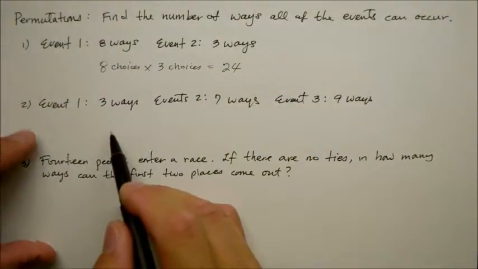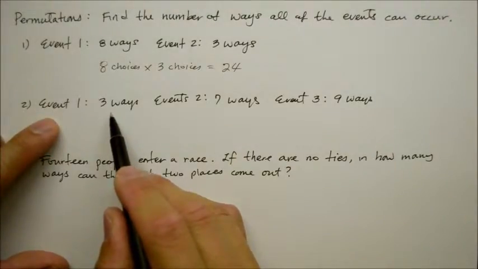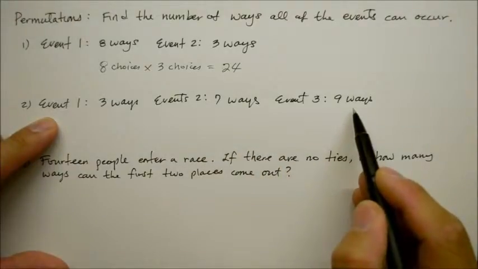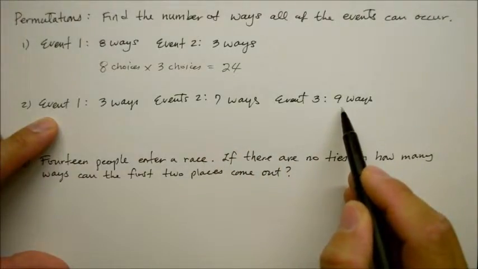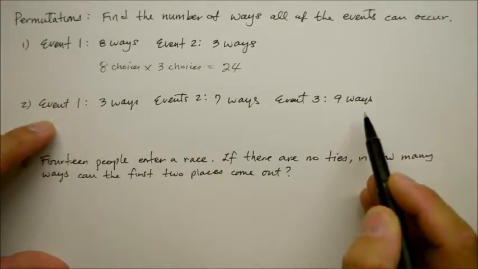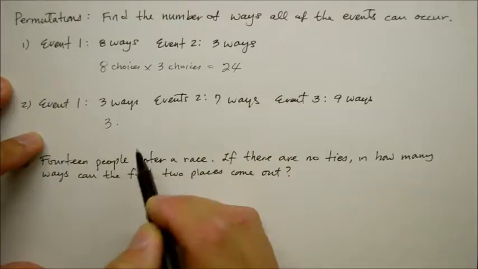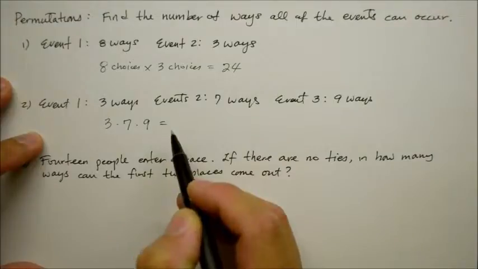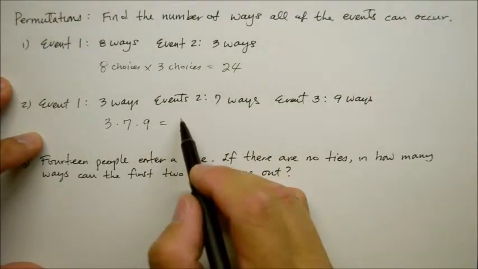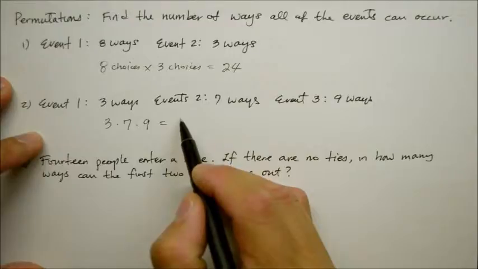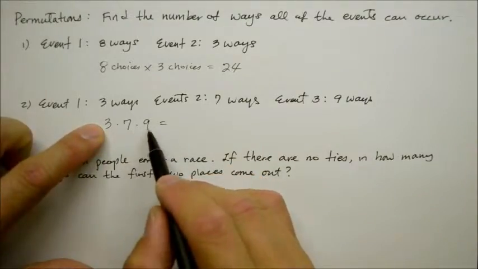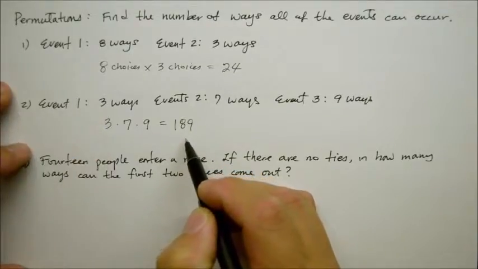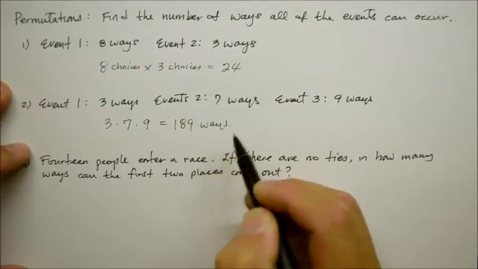All right, on this one, can we make this like a soup? 3 different choices. Sandwich, 7 different choices. And ice cream flavors, 9 different choices. So you say 3 times 7 times 9 to get your special lunch combos. 3 times 7 is 21. 21 times 9 is 189. So there are 189 different ways of having this lunch.